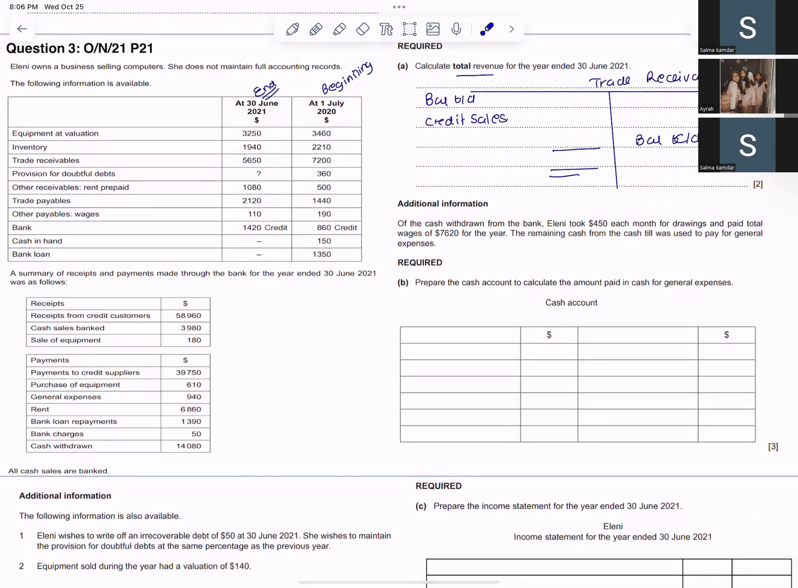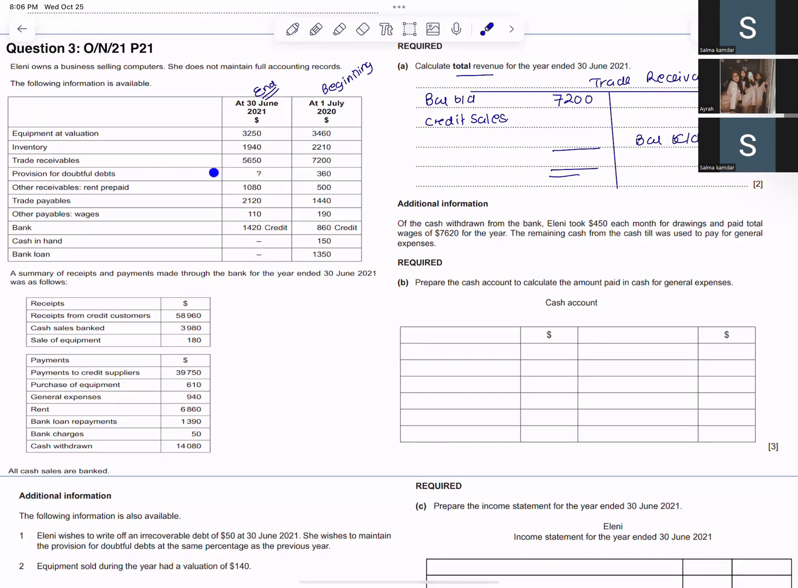Inventory is there. Now I have trade receivables. I have the opening balance and closing balance of the trade receivables. Can I put it? So my opening balance is 7,200 and closing balance is 5,650.